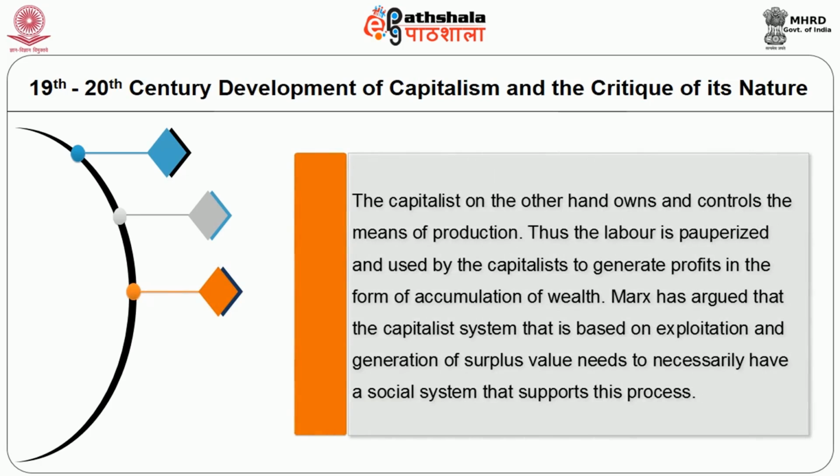The capitalist, on the other hand, owns and controls the means of production. Thus, the labor is pauperized and used by the capitalist to generate profit in the form of accumulation of wealth. Marx has argued that the capitalist system that is based on exploitation and generation of surplus value necessarily needs to have a social system that supports this process.